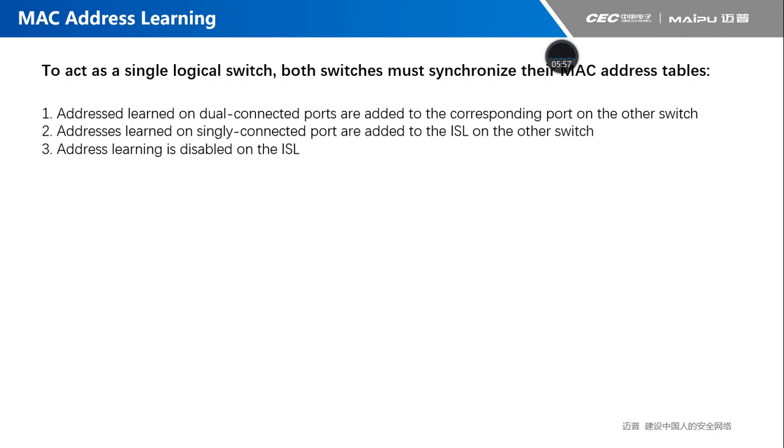MAC address learning: to act as a single logical switch, both switches must synchronize their MAC address tables. Addresses learned on dual connected ports are added to the corresponding ports on the other switch. Addresses learned on all single connected ports are added to the ISL on the other switch. Address learning is disabled on the ISL.